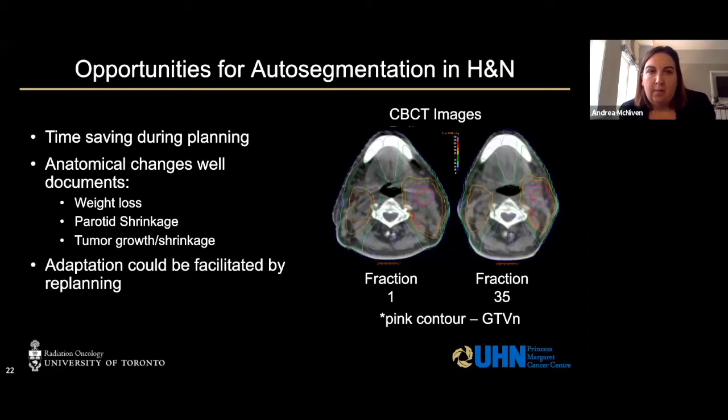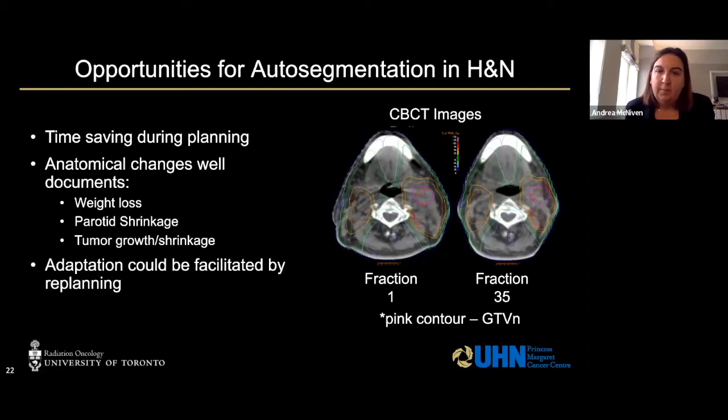And I'd just like to comment briefly on some of the opportunities for auto segmentation in head and neck. As you can see, we have a large number of contours, and that can be quite extensive and quite variable per patient, particularly for the targets, depending on how extensive their disease is. There are so many variations from patient to patient, depending on what nodes are involved and where their initial site of disease is.